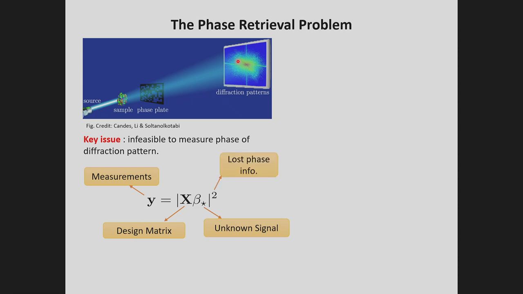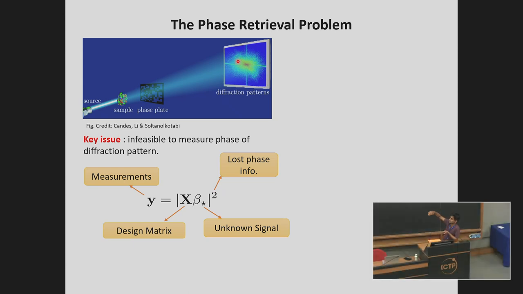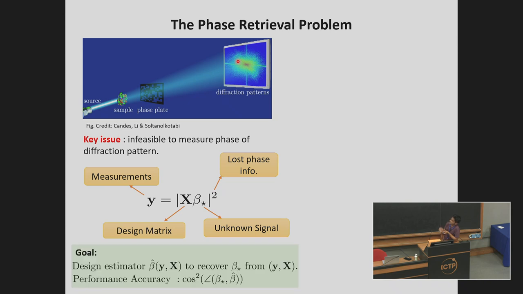And because you're only observing the intensity of the diffraction pattern, you're losing the phase information. The measurements are the squared absolute value of the linear measurements, and this squared absolute value acts entry-wise on its arguments. What we would like to do for this problem is to construct an estimator which recovers the unknown signal beta star using the things that we observe, the measurements and the design matrix, which we know because we understand the physics of this problem. Once we have an estimator, we assess how well it's doing by measuring the cosine similarity between the signal and the estimator. If this is close to one, it means that we are doing great, and if it's close to zero, it means that we are doing pretty badly.